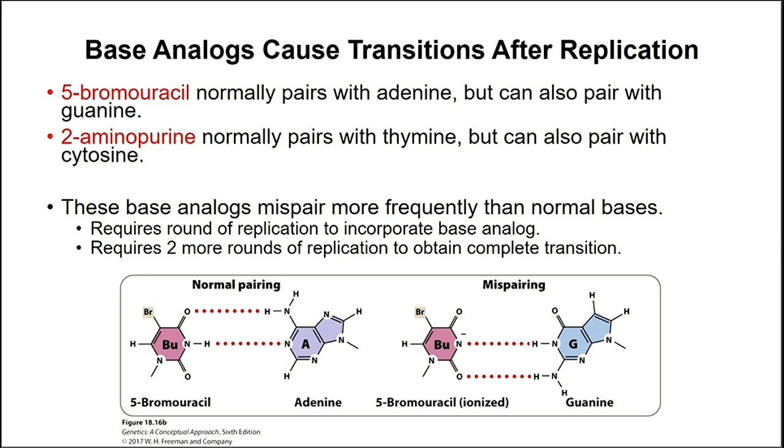So if we have a 5-bromouracil that's incorporated into our DNA, then in replication, sometimes instead of putting an A across from that 5-bromouracil, the DNA polymerase will put a G. And so then, if we put a G across from that 5-bromouracil, and then we replicate it a second time, across from that G, we're going to put a C. So we'll go from having our normal base pair to having a mutation, a mispairing, because these base analogs are more likely to mispair, which will lead to changes after 2 rounds of replication.